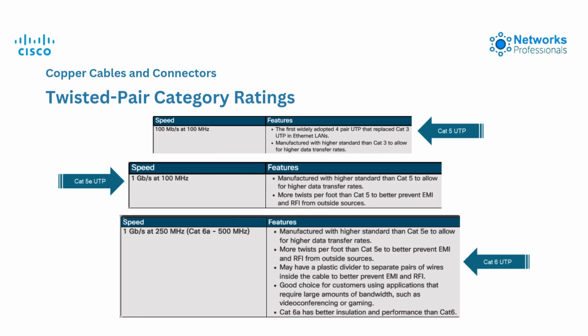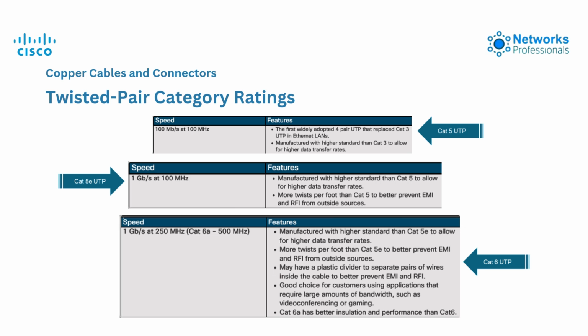Twisted pair category ratings. Twisted pair cables are classified into different categories, CAT, based on their performance, speed, and frequency. These ratings help determine what type of cable is suitable for a specific network. Common twisted pair categories: CAT 5 UTP, unshielded twisted pair.